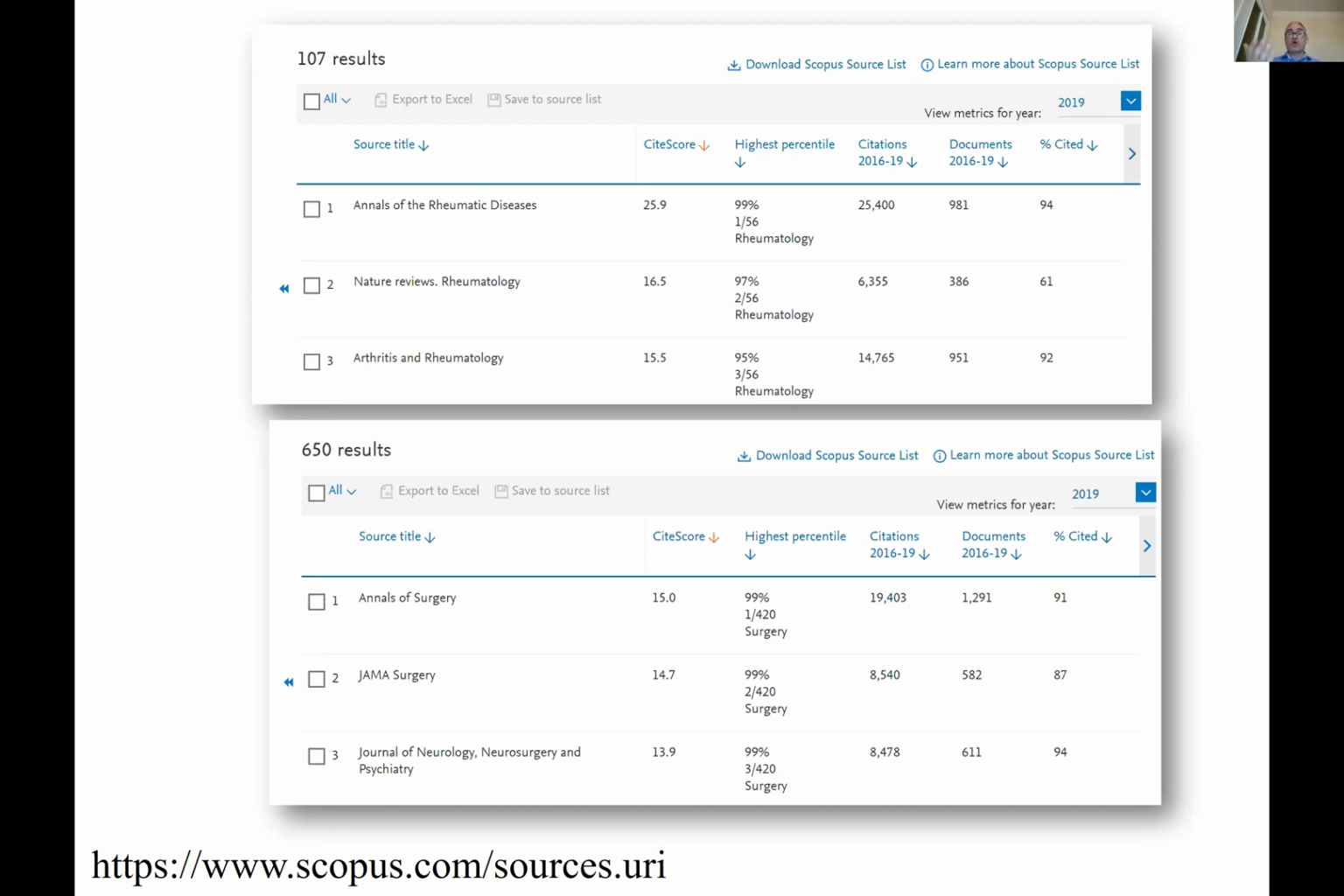The same Scopus database allows us to rank journals in other disciplines, in veterinary science, in humanities. So we see that there are differences. Annals of Surgery is the top cited journal with a top CiteScore equal to 15, less than in the field of rheumatology. It depends on the activity of authors, number of journals, and differences in citation patterns.